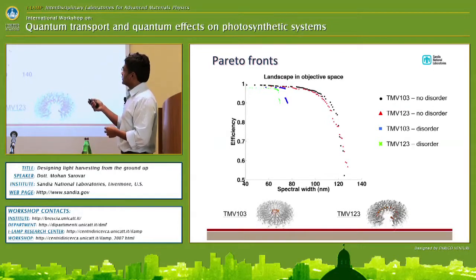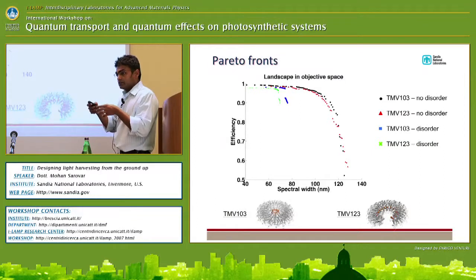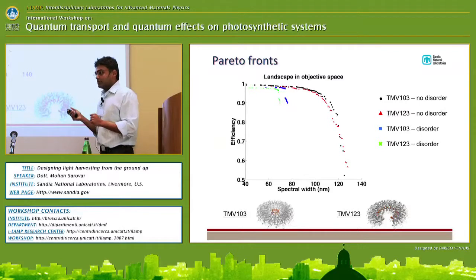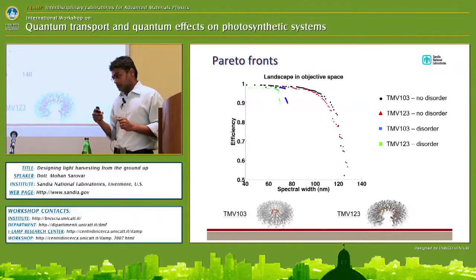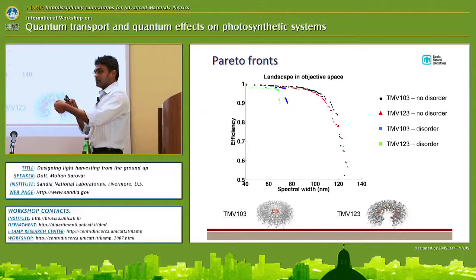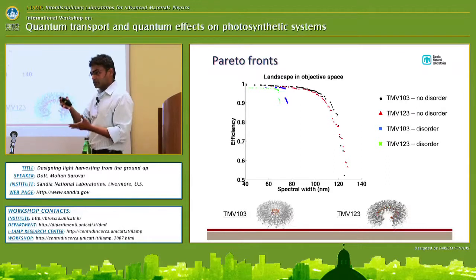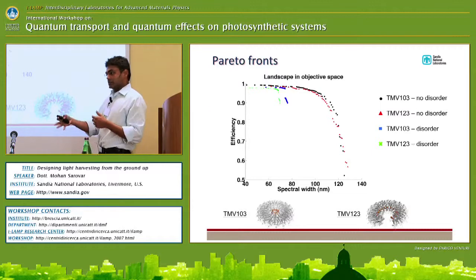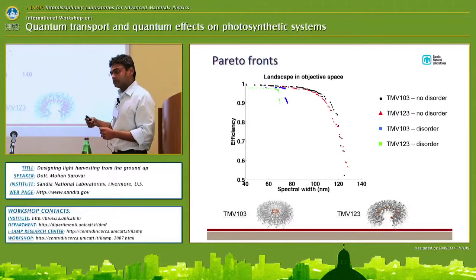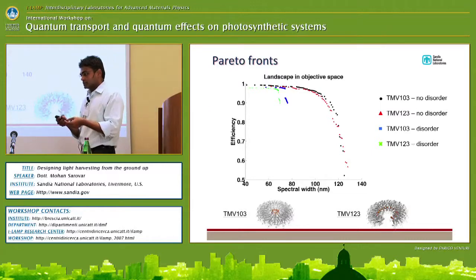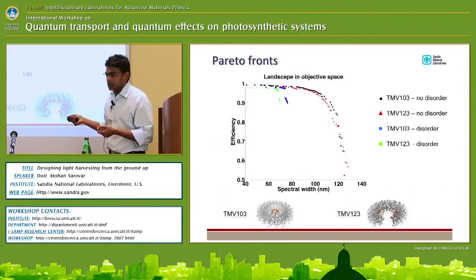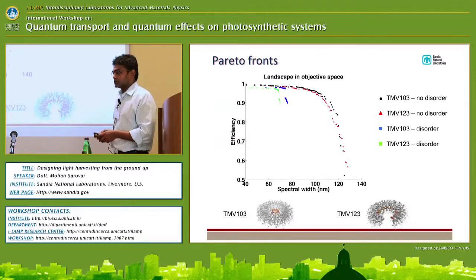So the blue points are TMV 103, the dense packing, when you have this sort of disorder. I should clarify this: it's both structural and energetic disorder. So the pigments now no longer have exactly the same orientation that you specify. They're all perturbed by a certain amount, Gaussian perturbations. And the energies are also perturbed by a certain amount. So all the design parameters you put in are all perturbed. And then each structure is evaluated over many instances of this disorder to get an average efficiency and average spectral width. And then you run the optimization on those cost functions.